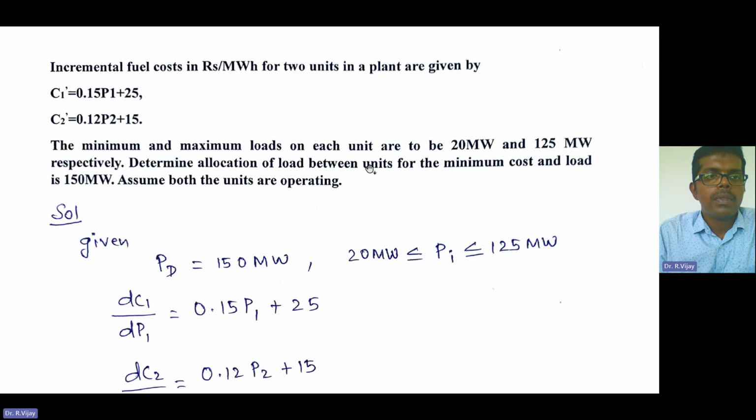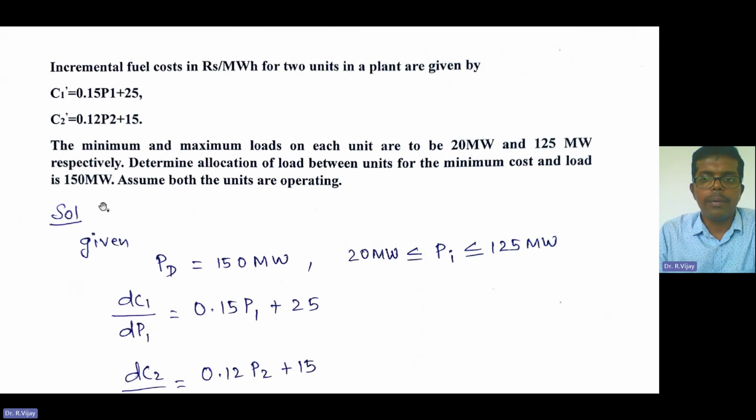Take down this problem. Incremental fuel costs are given in rupees per megawatt for two generating units in a plant: C1' = 0.15 P1 + 25, and C2', that is the differentiation of cost function 2, = 0.12 P2 + 15. The minimum and maximum loads on each unit are 20 megawatt and 125 megawatt respectively. Determine the allocation of the load between units for minimum cost when the load is 150 megawatt.